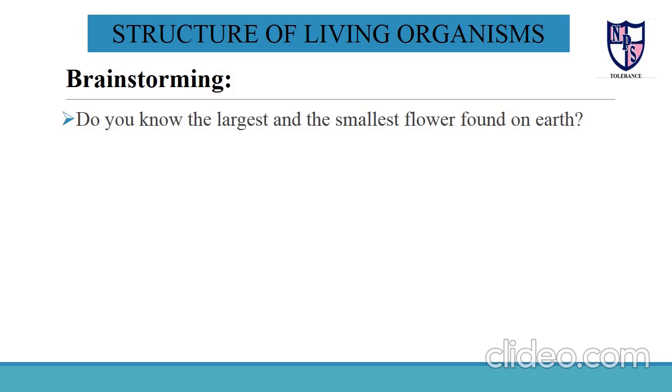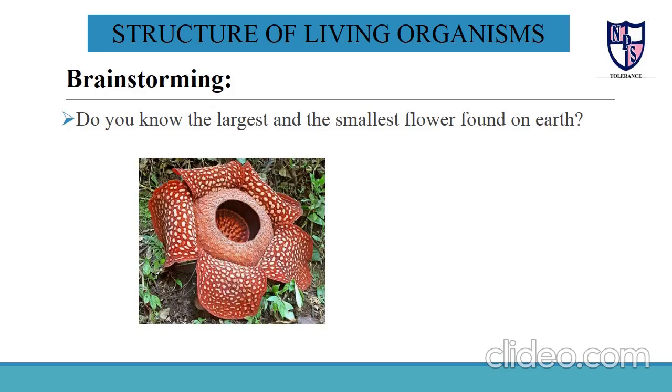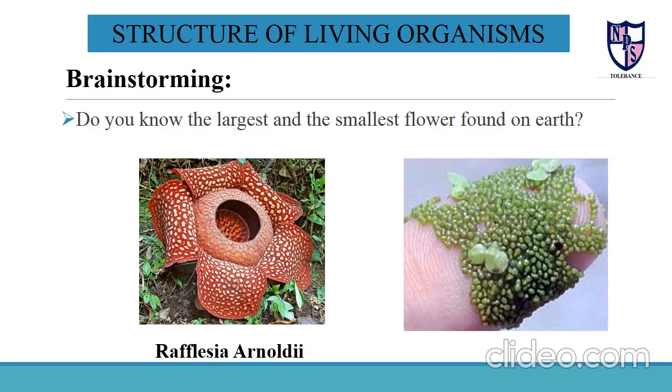Now students, do you know the largest and the smallest flower found on earth? Yes. The largest flower found on earth weighs 15 pounds and can grow up to 3 feet. It is called the Rafflesia arnoldii. And the smallest is the Wolffia, and it's the size of a grain of rice.